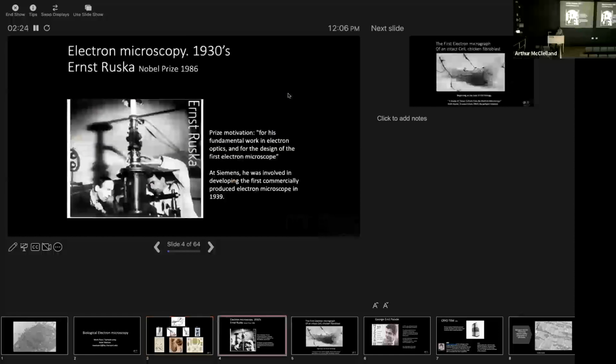Then, in about the 1930s, the electron microscope was developed by Ernst Ruska, and he won a Nobel Prize for his work in 1986. He then was at Siemens, where he was instrumental in getting the electron microscope as a commercially available instrument in research labs.